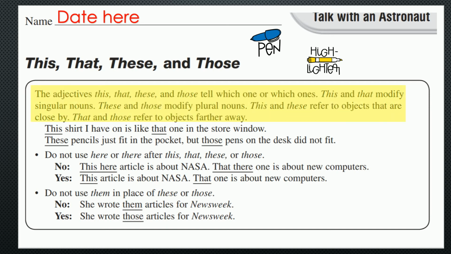So now let's look at the important aspect of that. You could know that he said, do not use here or there after you've used this, that, these, or those. There's no need for you to use this here, or that there. It's not allowed. And then do not use them in place of these or those. So them cannot be used to replace these and those. These two points are very important that you have to take a closer look at.